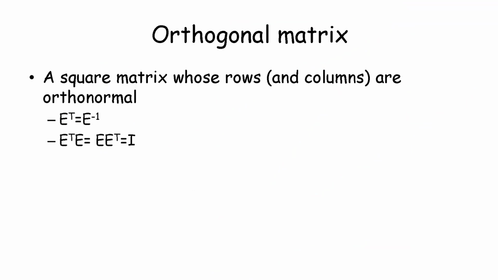A final type of matrix I'd like to introduce is an orthogonal matrix. An orthogonal matrix is a square matrix whose rows and columns are orthonormal. If a matrix E is an orthogonal matrix, it would have the following properties. The transpose of an orthogonal matrix is equal to its inverse. Consequently, when you multiply an orthogonal matrix with its transpose, you would essentially be multiplying it with its inverse, and you would get the identity matrix as a result.